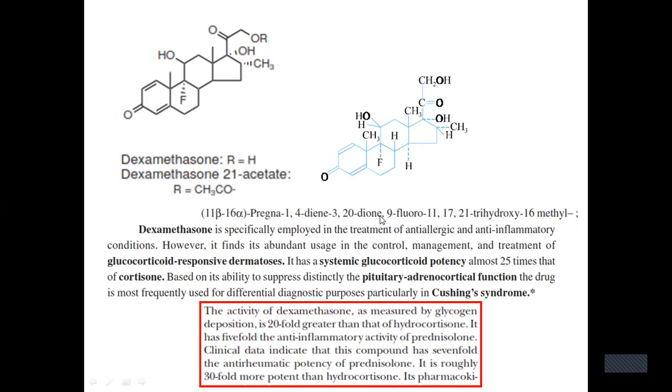3,20 dione. It is used in the treatment of anti-allergic and anti-inflammatory conditions. It is useful in the treatment of glucocorticoid-responsive dermatoses, in pituitary adrenocortical function testing, and also in Cushing syndrome. And this paragraph is about 20 times more activity, 30 times more activity, etc.